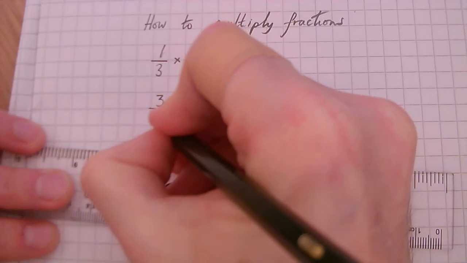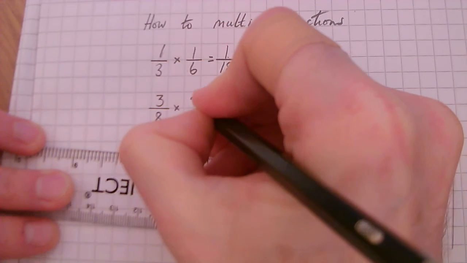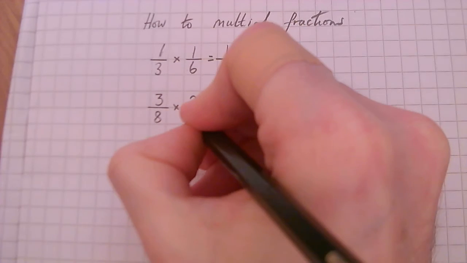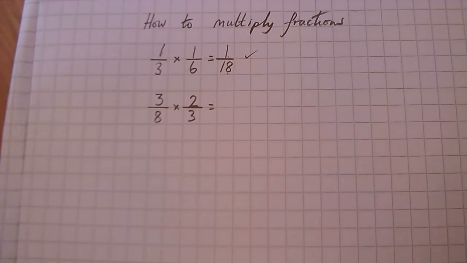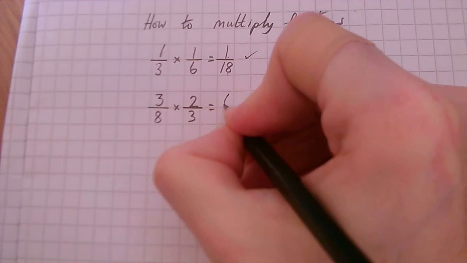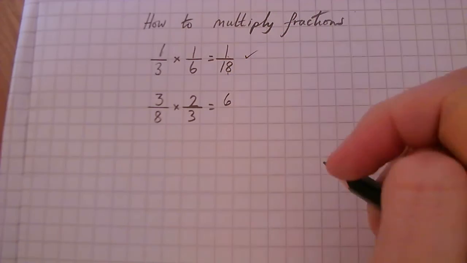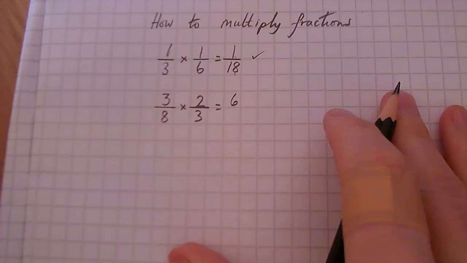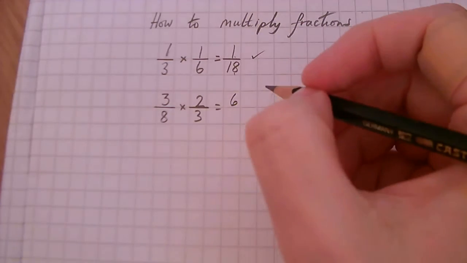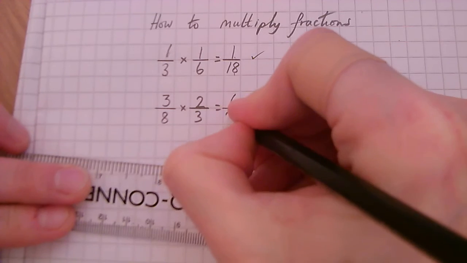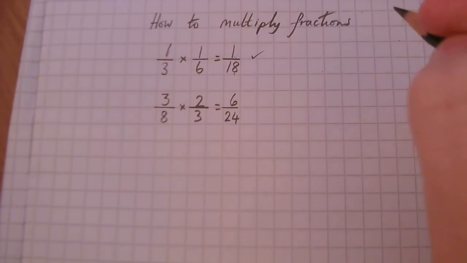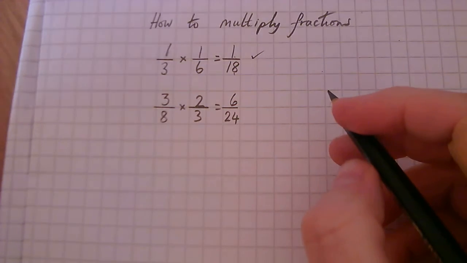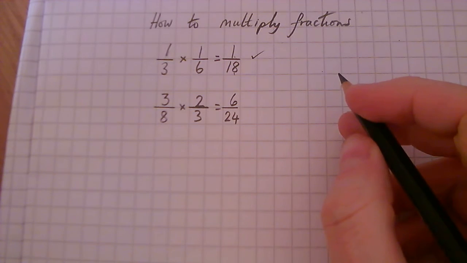3/8 multiplied by 2/3. Exactly the same process. So what we're going to do is 3 times 2 is 6, numerator times numerator, denominator multiplied by denominator. 8 times 3 is 24. So our answer is 6/24.